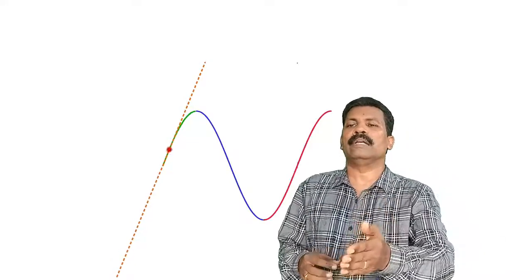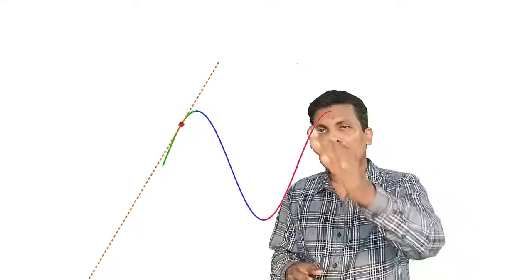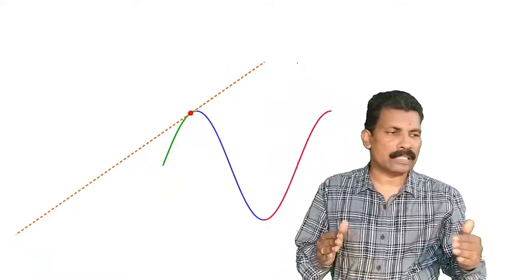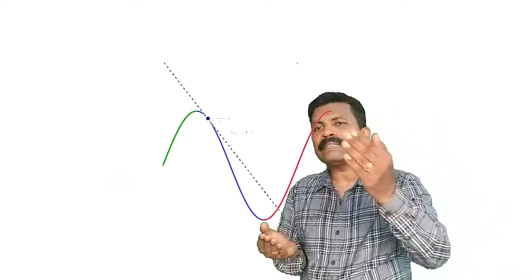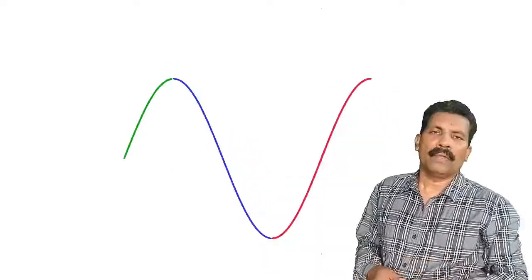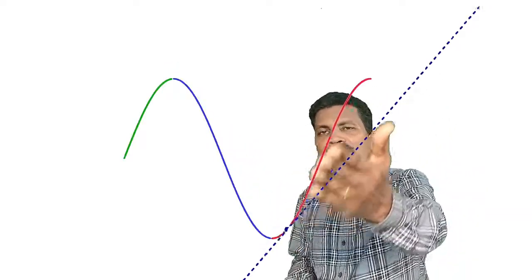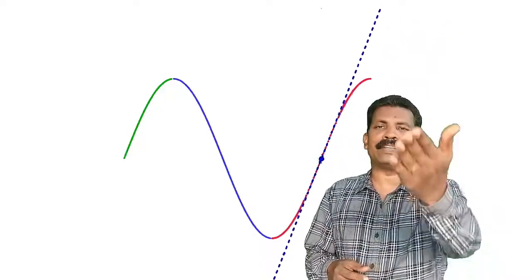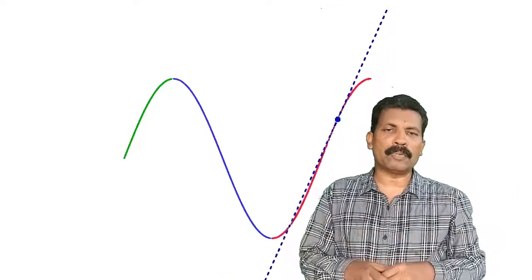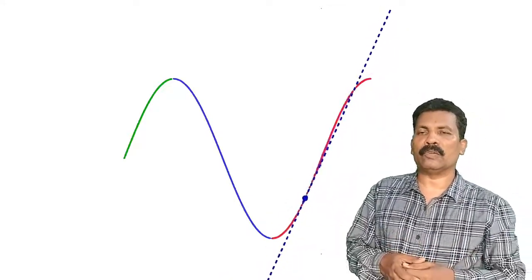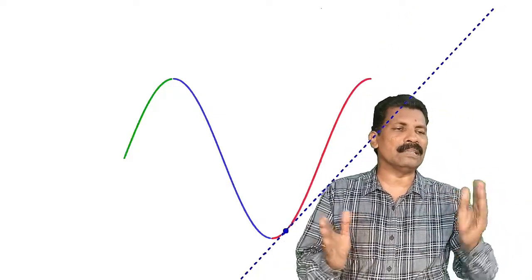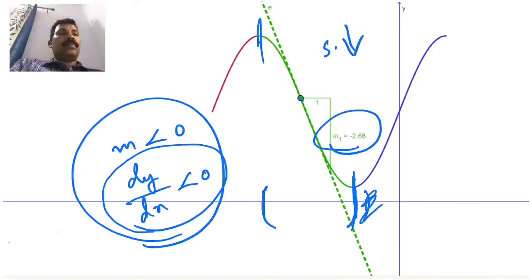Therefore, the green portion is of increasing nature, whereas the blue colored portion, that is going down, has decreasing nature. Tangent having negative slope means derivative is negative. Because the tangent's slope is what is called the derivative, you can see that the red colored portion again, that is going up, has a tangent with positive slope, which means derivative positive. So this way we can identify by means of calculus the increasing or decreasing nature of a function.